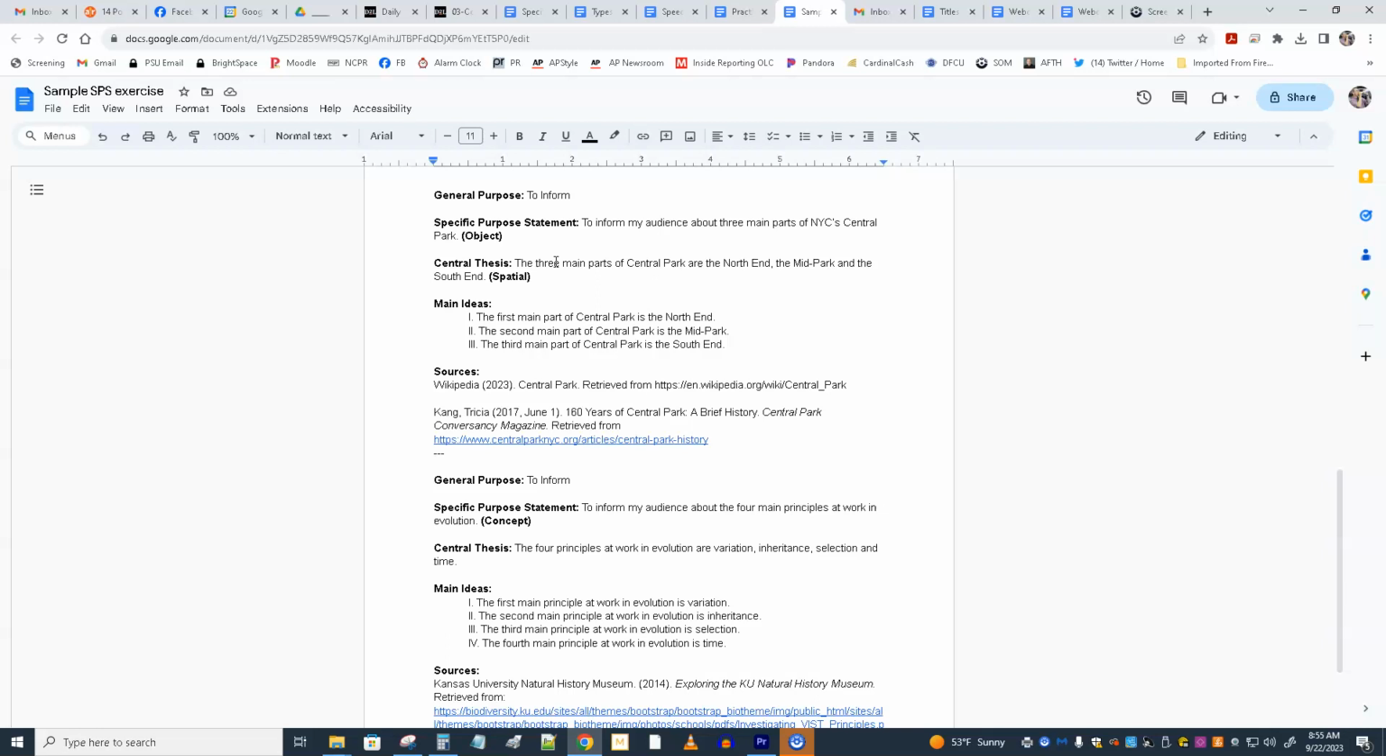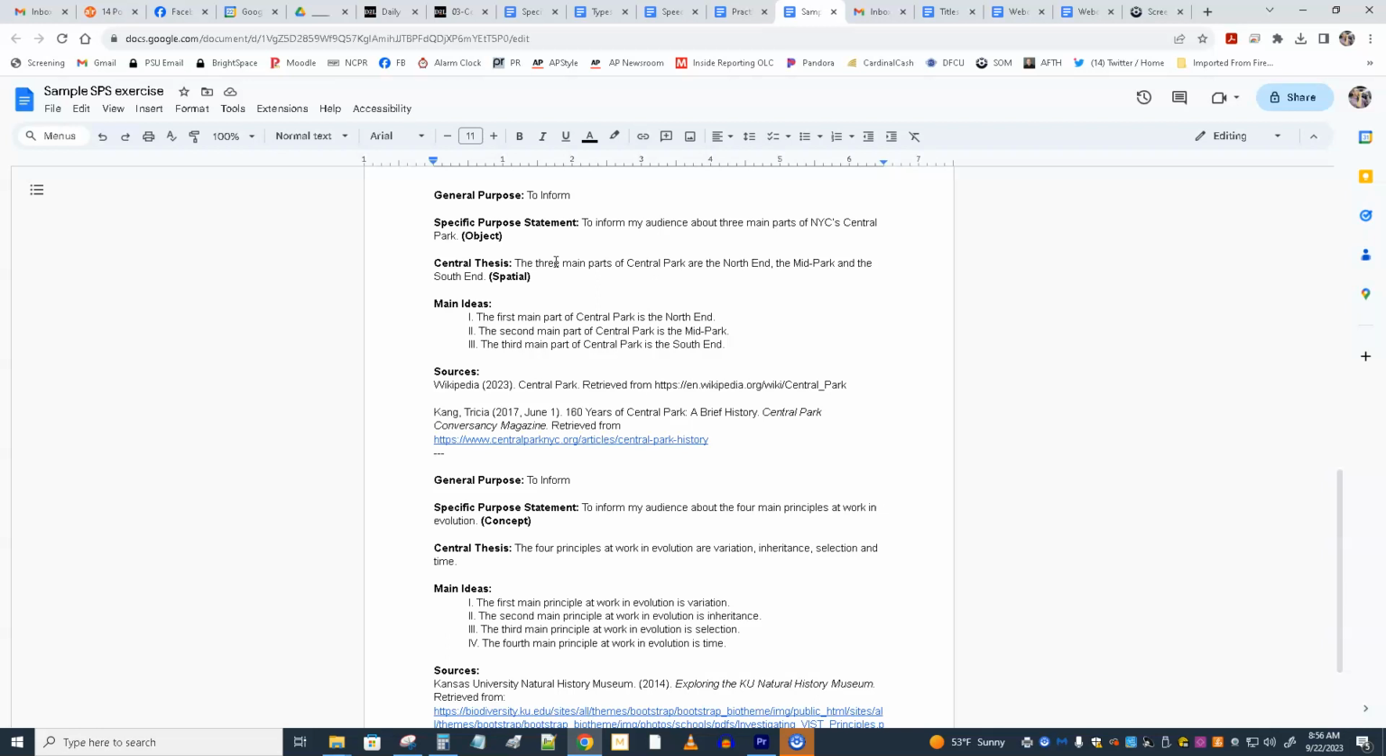Okay, think about that. Salmon and the life cycle. Well, the salmon itself is an object, okay? So that would be an object presentation, it's SPS, but it's arranged in chronological order, right? The stages of it.